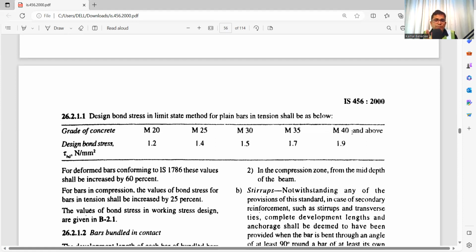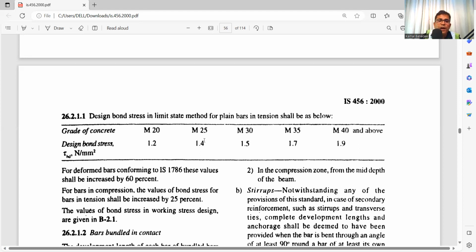And the plain bar, that means it's not the TMT bar or the HYSD bar. It's a plain bar. There are no ribs. And it is for the tension member, not for the compression member. If the steel is in compression, this bond will not be followed. For the grade of concrete, M20 is 1.2, M25 is 1.4, M30 is 1.5, M35 is 1.7, M40 and above is 1.9. So these are the design bond stresses.